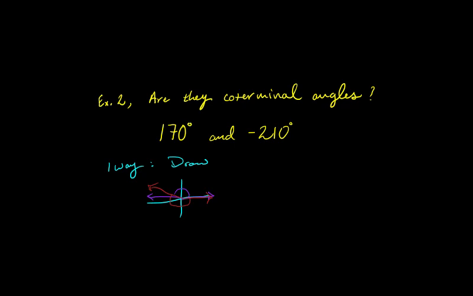What's another way that we could check to see if they end at the same spot? Well, mathematically, the second way of seeing this is to take negative 210 and add 360 to it. And I think we would come up with 150 degrees, which is not 170 degrees, so they're not coterminal angles. No.